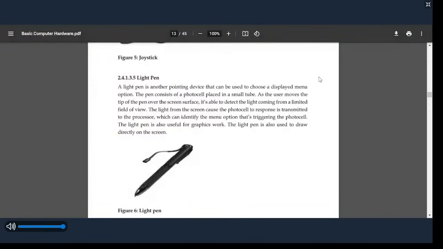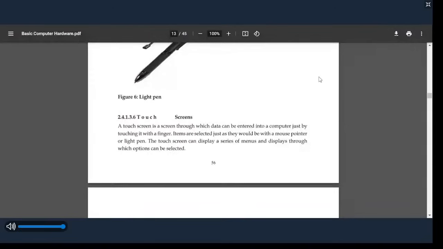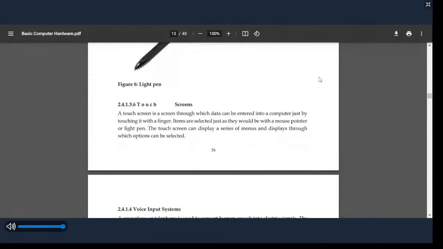Then we have the touch screens. The touch screens are what your phones have. The touch screen is a screen through which data can be entered into a computer just by touching it with a finger. The way you enter numbers using a finger on your touch screen. I'm not going to spend time on this one because you know it.